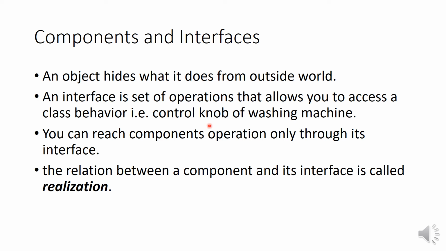Example of interface is control knob of a washing machine. Through control knob, you can access operations of washing machine. So you can reach a component operation through its interface. The relationship between a component and its interface is called realization.